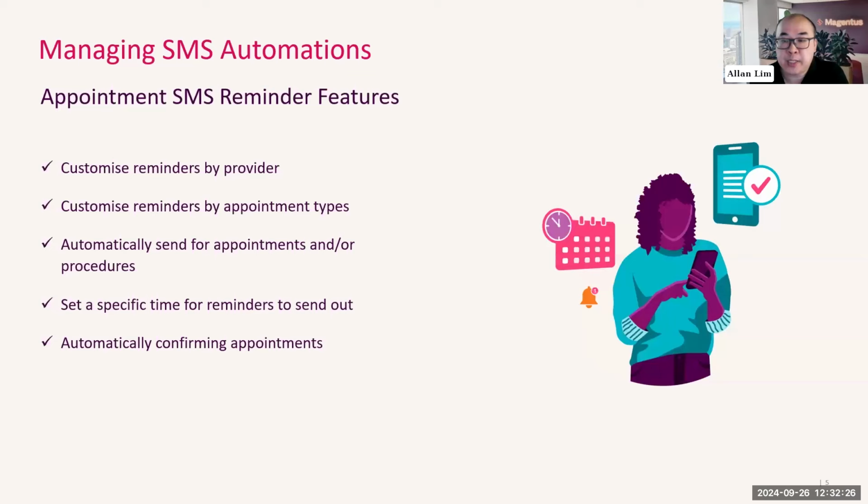There have been some recent changes in Genie 10.31 to the SMS Automation Manager interface. One of the main new features is the ability to send out different appointment reminders based on the appointment type. Some other key features in setting up the appointment reminders include the ability to customize and set up a different SMS to be sent out for each provider, to either send SMS just for consult appointment bookings or for both appointment bookings and procedures, to set a specific time for when the reminders are to be sent out, and additionally, appointment confirmations can be set to automatically appear in the patient's appointment booking.